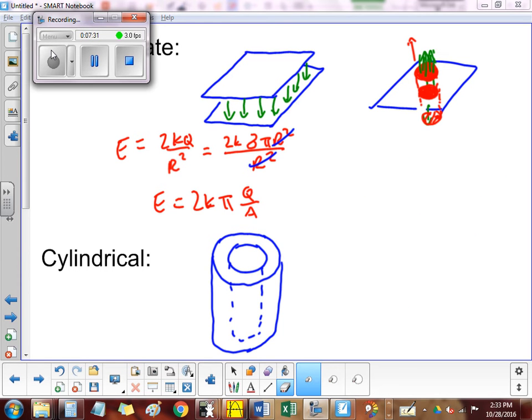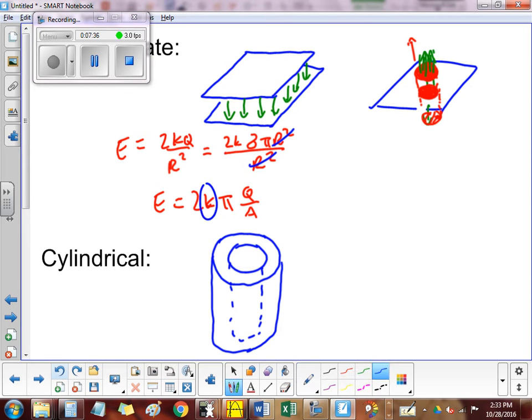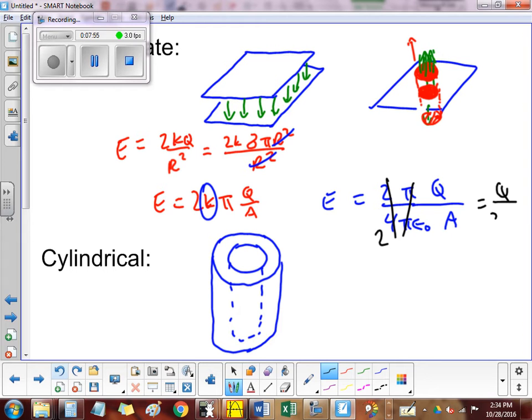Okay, so if you replace the k with 1 over 4 pi epsilon naught, that might make more sense. So you'd have E equals 2 over 4 pi epsilon naught. Maybe I kind of regretted changing it to k in the first place. So then you can see this would be a 2, and you get q over 2 epsilon naught a.